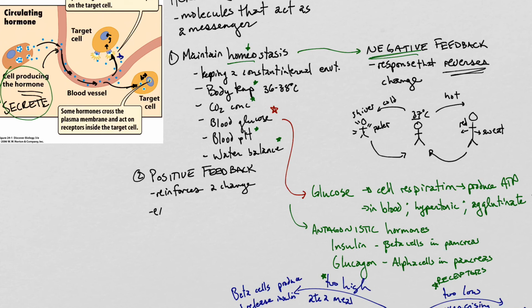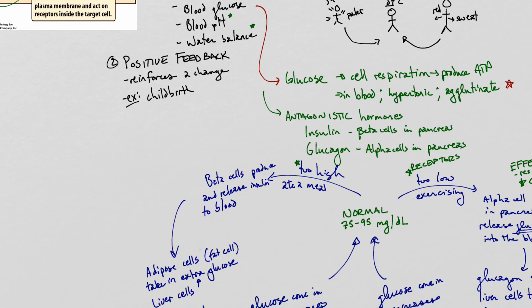For example, childbirth. In childbirth, you have to take some normal uterine contractions and you have to make those contractions bigger and bigger and bigger in order to push the baby out of the body. Lactation: the baby latches on to the nipple to breastfeed, and that causes the body to produce more milk. The baby keeps drinking, so the body produces more milk, and the baby keeps drinking, and the body produces more milk. You're taking a change and you're reinforcing it. You're making it happen more and more. So these are big changes in the body.